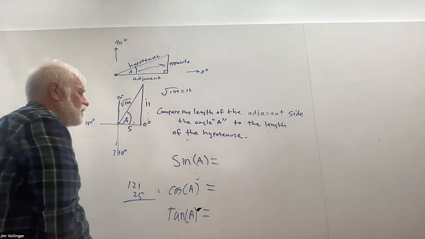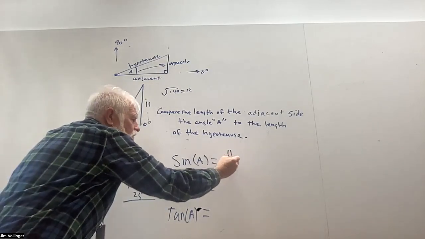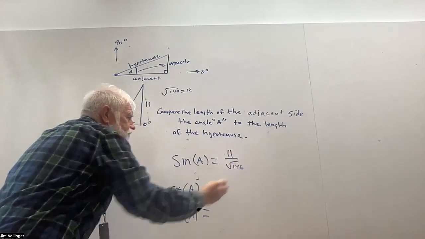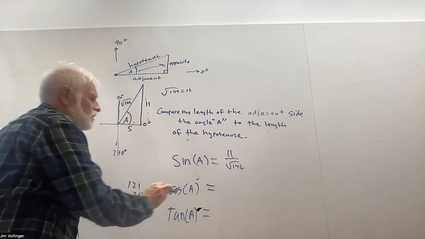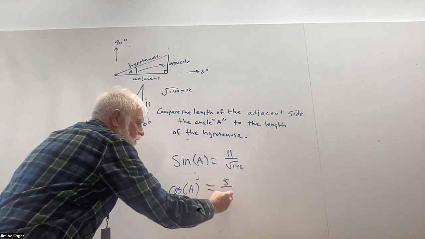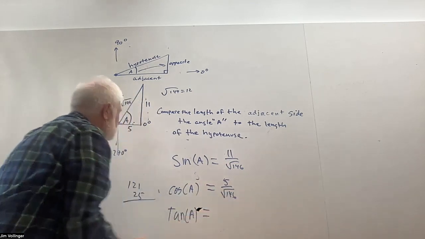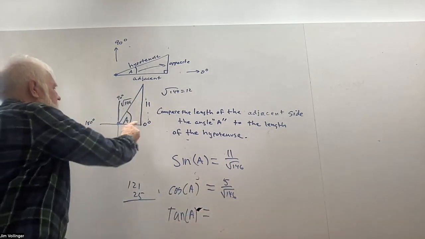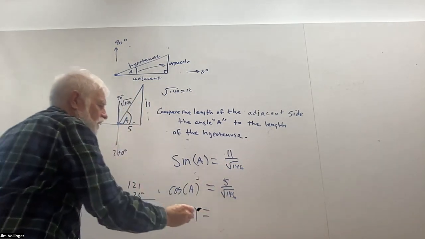So what's the sine of angle A? 11 over the square root of 146. What's the cosine of angle A? 5 over the square root of 146. And what's the tangent of angle A? 11 over 5.